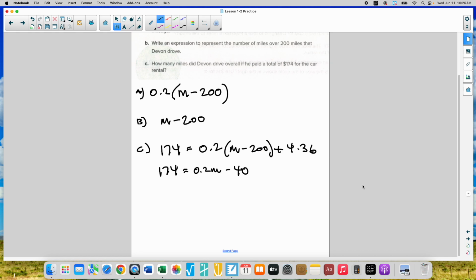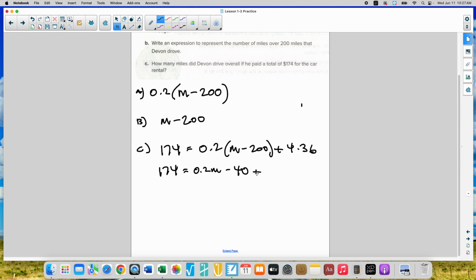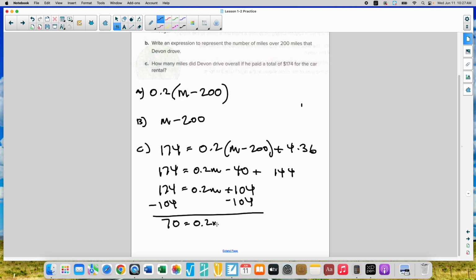Is 0.2. Let's look. 0.2 times 200 gives you 40. Good. Boom. So that's 40 plus 36 times 4 is 144. So we'll add these two. So 174 equals 0.2 m. This gives us positive 104. Let's minus the 104. Minus the 104 gives us 70 equals 0.2 m.